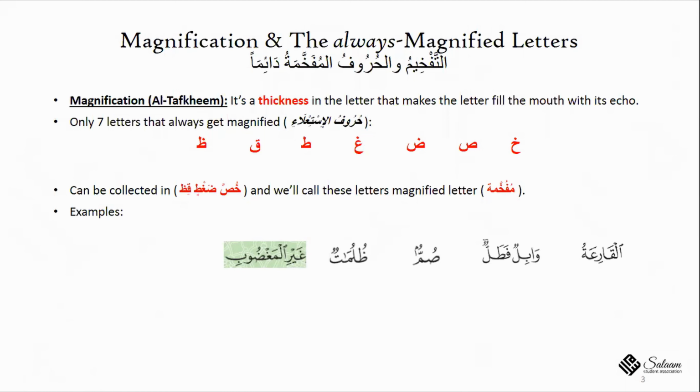So don't say غيري. Always say غير. غين is always magnified. غير المغضوب, the غين is مفخمة, ضاد مفخمة. الضالين, ضاد here is the same thing. Don't say الدالين.